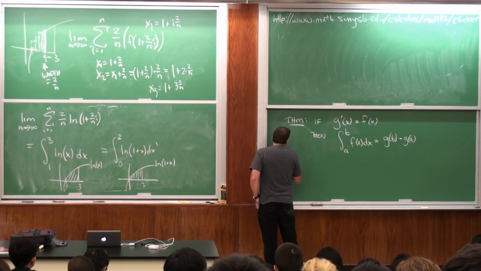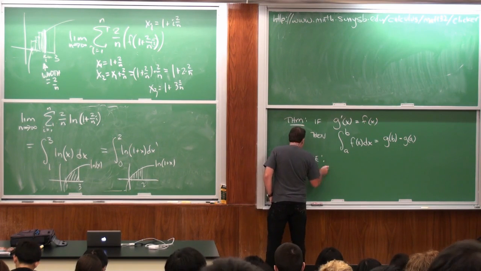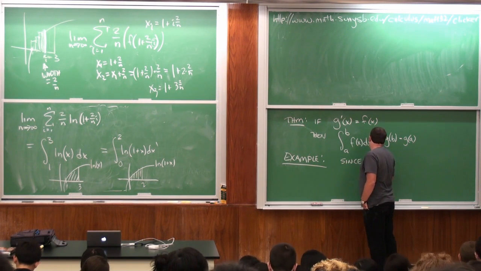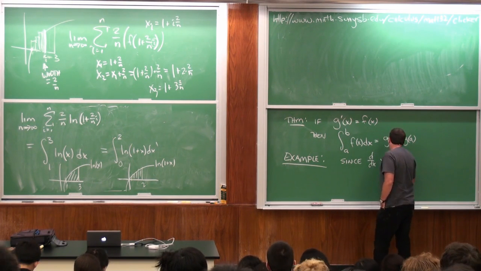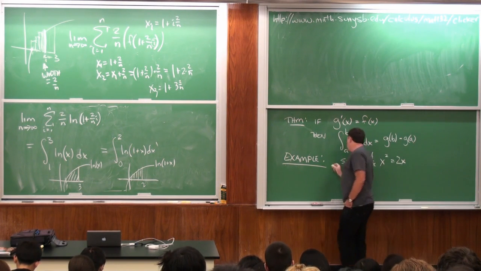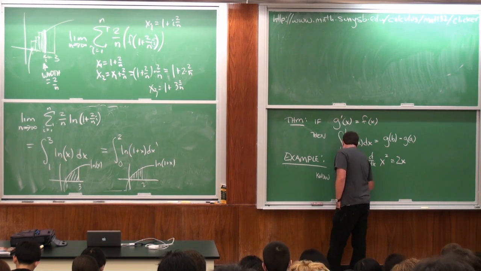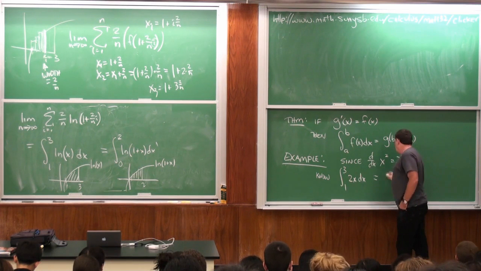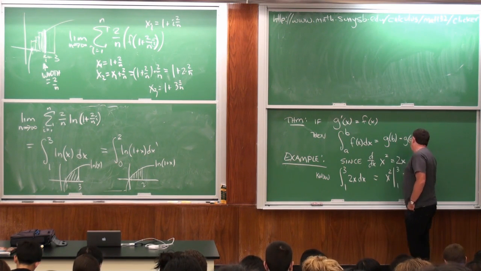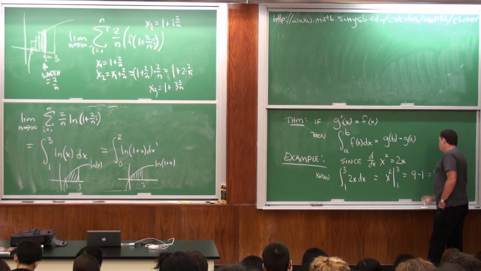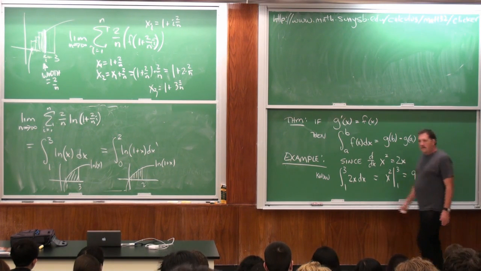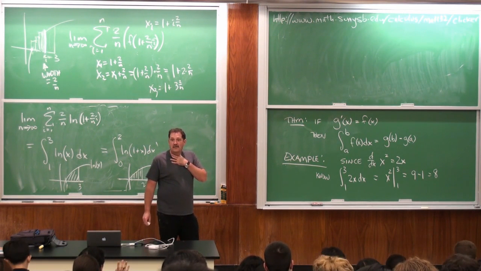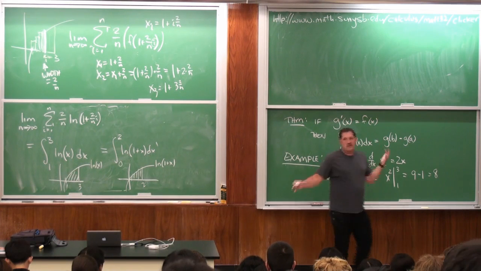So, an easy example. We know that the derivative of x squared is 2x, so the integral from, say, 1 to 3 of 2x dx is x squared evaluated from 1 to 3, which is 9 minus 1, which is 8. So this should not be new to anybody, I hope. Is there anyone for whom this is news? Maybe you're a smart guy.